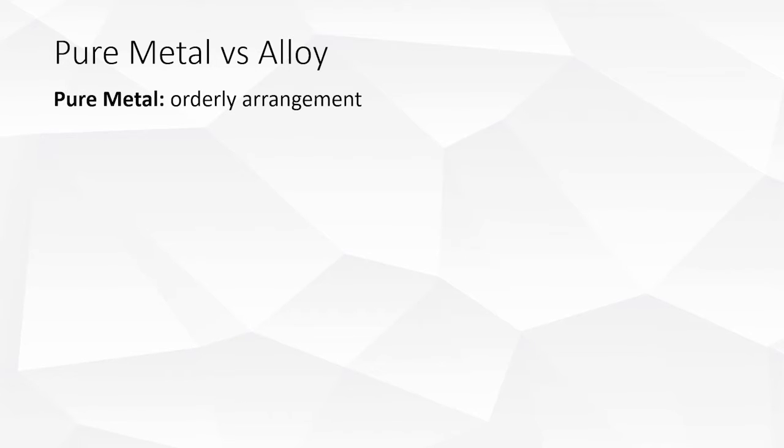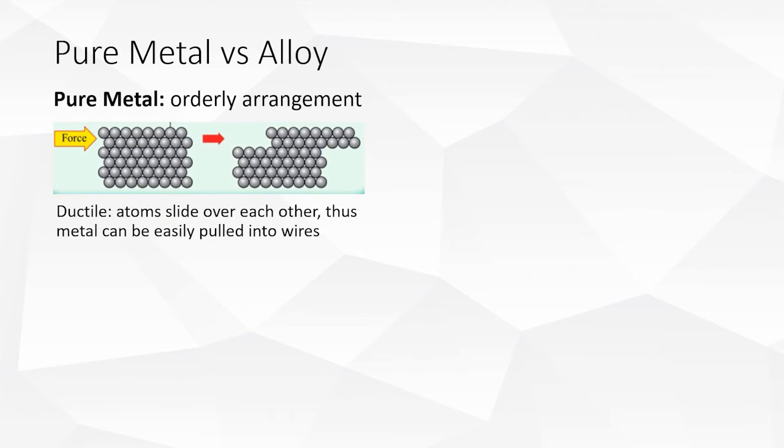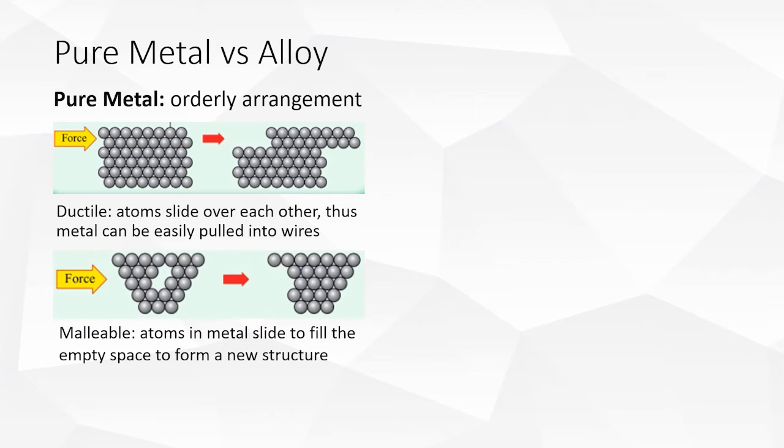A pure metal is made out of one type of atom that is of the same size arranged in an orderly manner. However, the layers of atoms in the pure metal easily slide over each other when force is applied. Thus, this characteristic causes pure metal to be ductile and easily pulled into wires. Next, pure metals are also malleable and their shape can be easily changed.